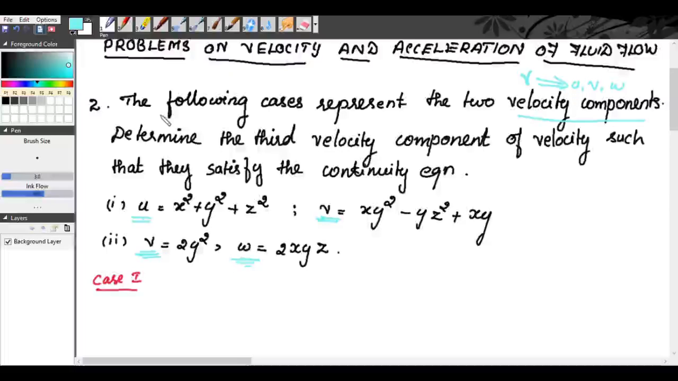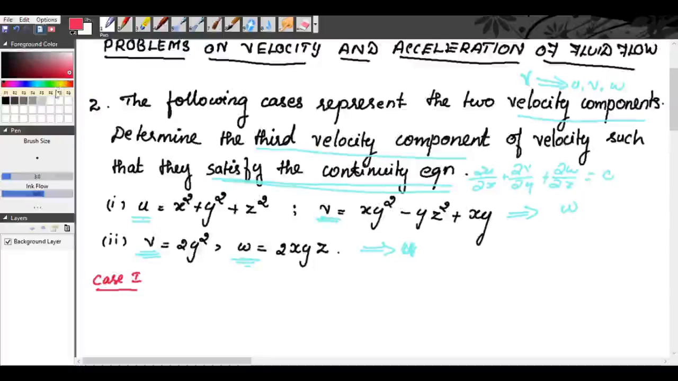Okay, we will read the question. The following cases represent the two velocity components. Determine the third velocity component. So in the first case, we need to find w, the third velocity component, and for the second case, we need to find u, such that both the cases satisfy the continuity equation. We know the continuity equation is dou u by dou x plus dou v by dou y plus dou w by dou z is equal to 0. So these are the things given in our problem.